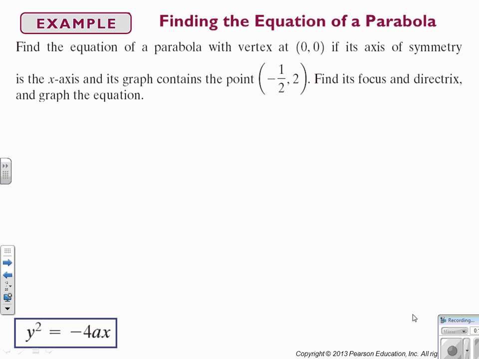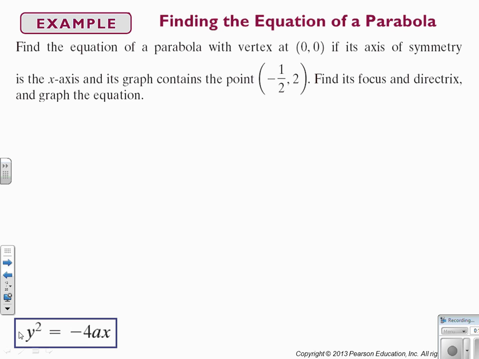Okay, let's do that again. The equation of a parabola with a vertex at 0, 0. The axis of symmetry is the x-axis, so it's either going to open right or left. Its graph contains the point -1/2, 2. Find its focus and directrix and graph the equation.